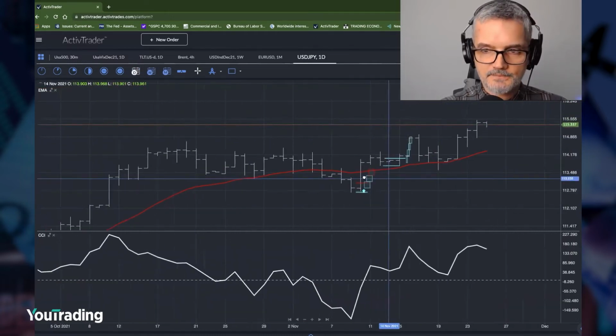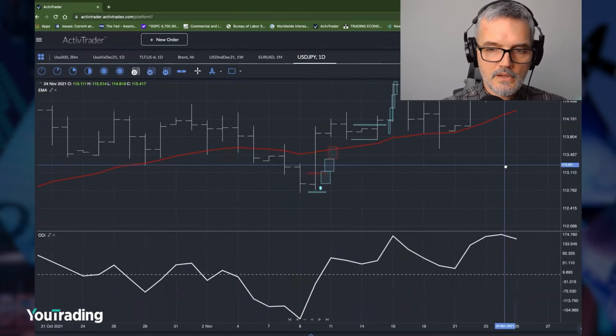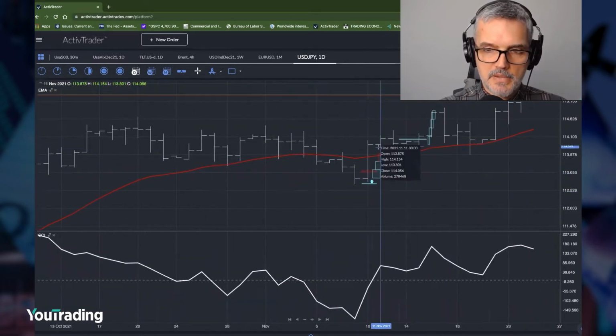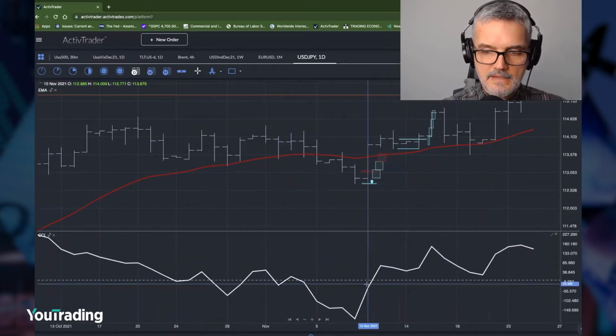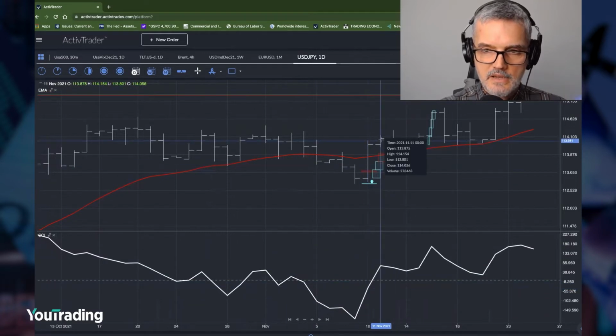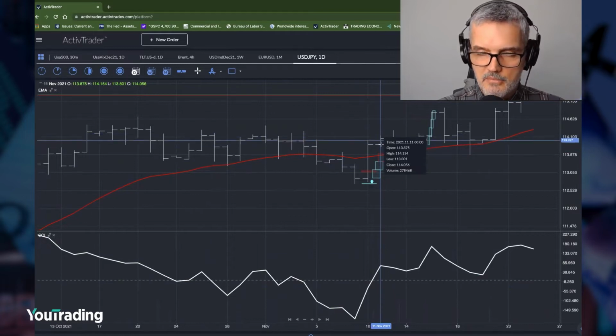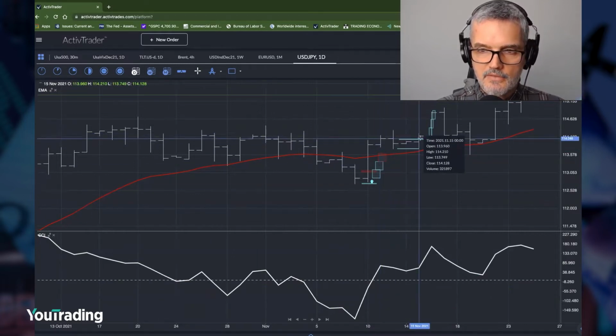Going to the daily, we had this big bullish move here. Didn't quite close above the signal line on the CCI. It happened on the 11th of November. So on a daily chart, the 11th of November signaled that we were looking for longs.